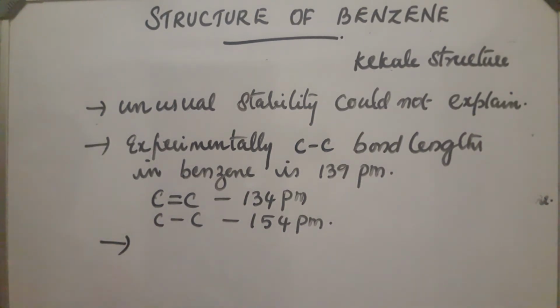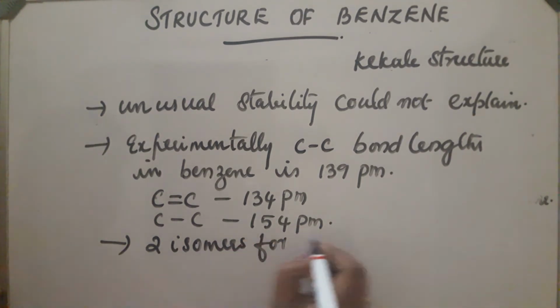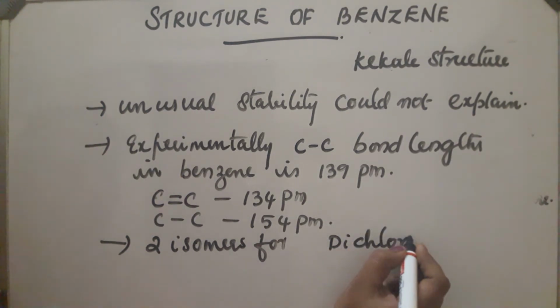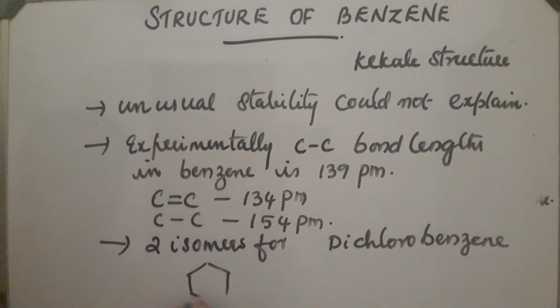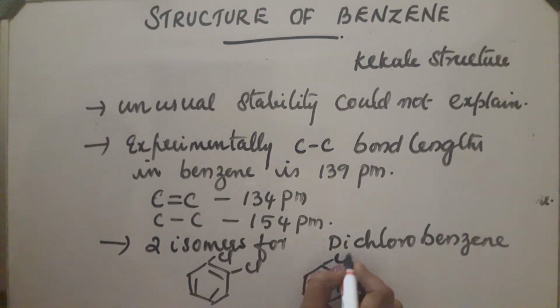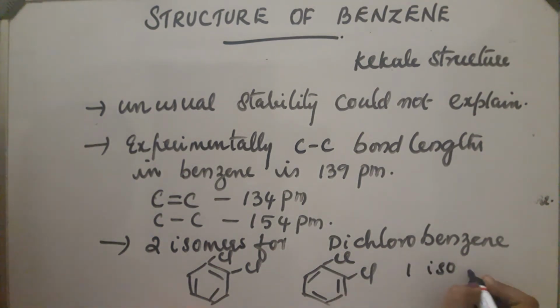Next limitation is that in the case of Kekule, two isomers are possible for dichloro or dibromobenzene. This is the Kekule structure. The chlorine can be attached either to a C double bond C, or to a C single bond C. Two isomers are possible, but actually only one isomer is known. This is another limitation for Kekule.